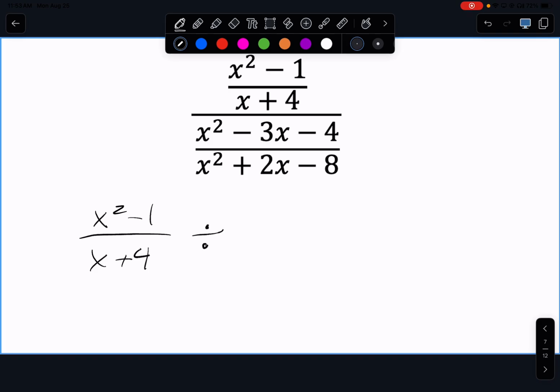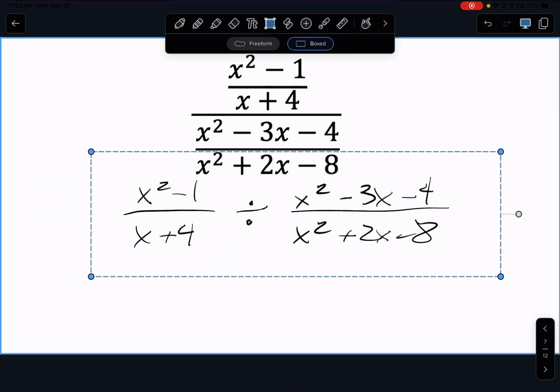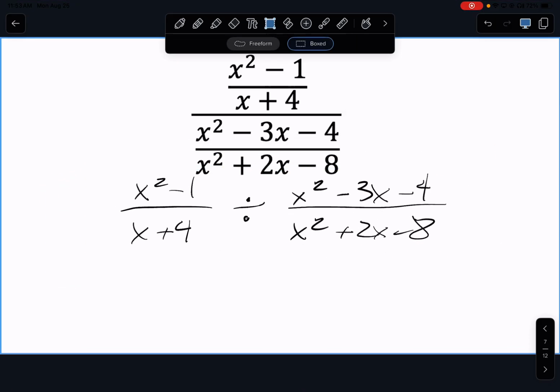And then I'm just going to keep it division right now. What I mean by 2 steps in one is I would probably do my copy dot flip as well here. I would multiply by the reciprocal. I'm not going to do that right now so we can see each step. Divided by x squared minus 3x minus 4 over x squared plus 2x minus 8. So now we've just converted this from a complex fraction into just a regular old division problem.